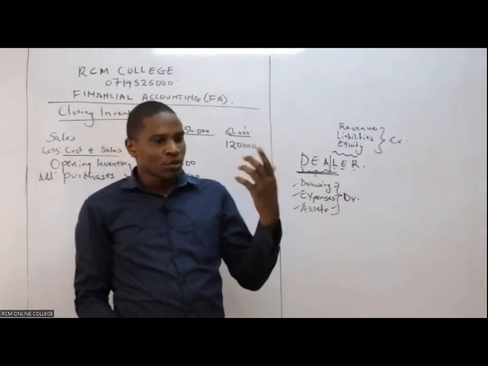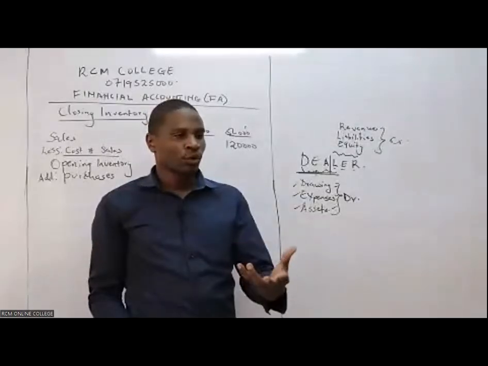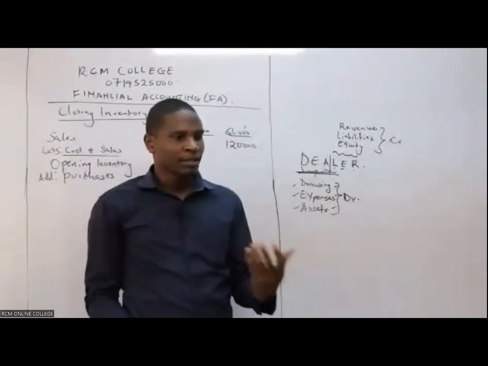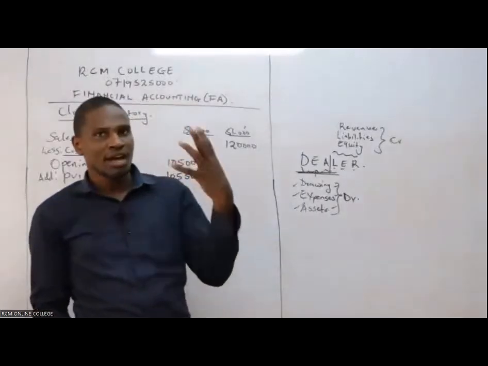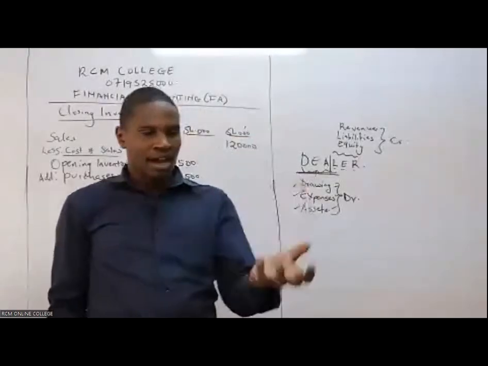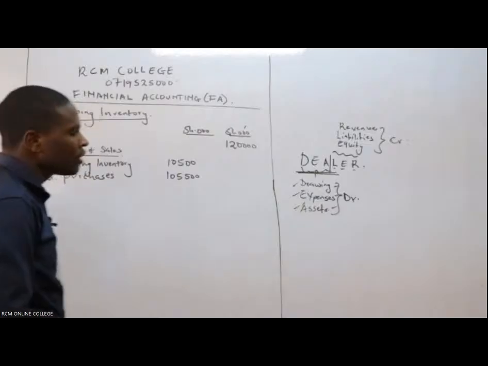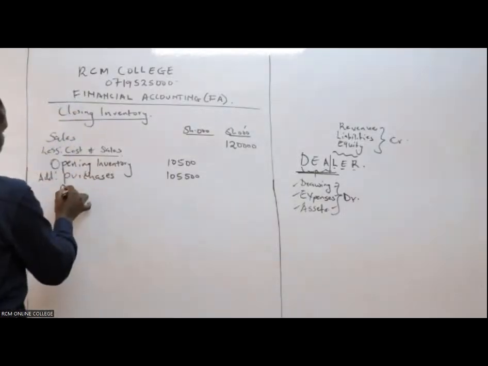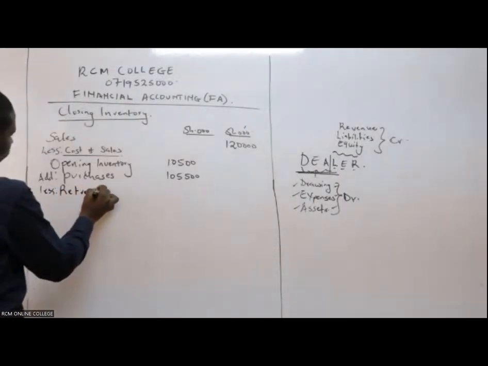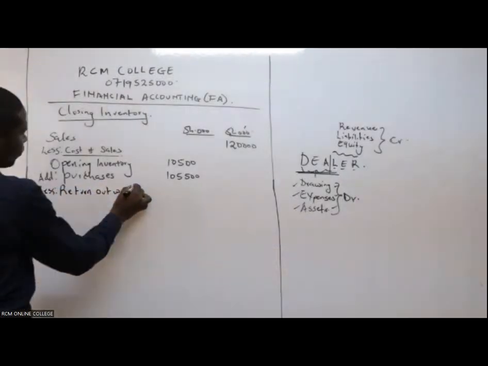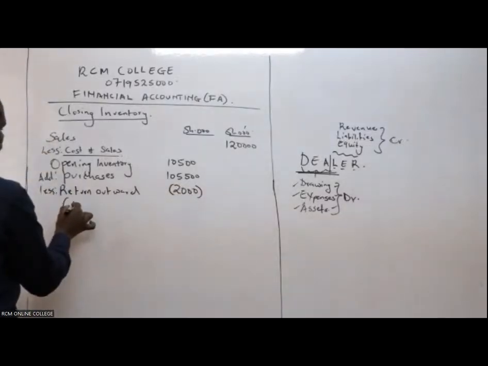Remember, we have carriage inward. The cost that we incur when we are bringing the goods into our business. That is carriage inward, and it is added. And then return outward, we do what? Return outward, we subtract. Less return outward.